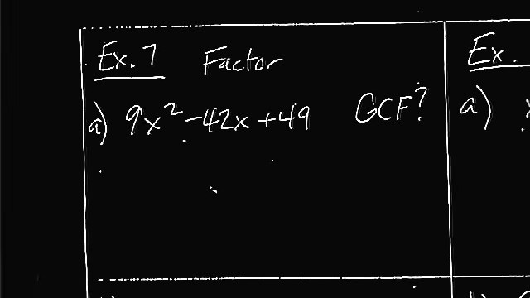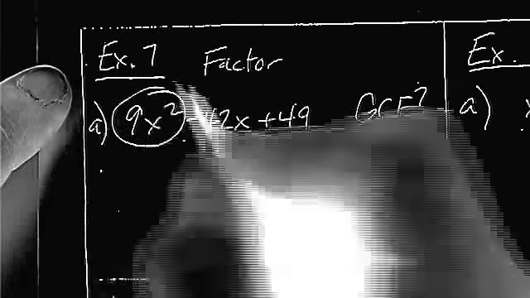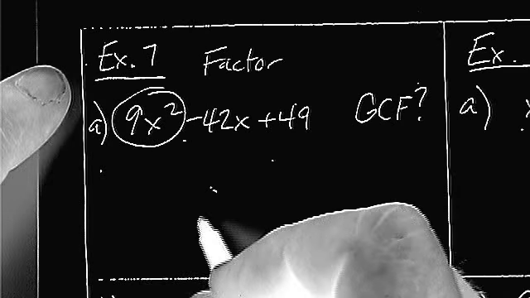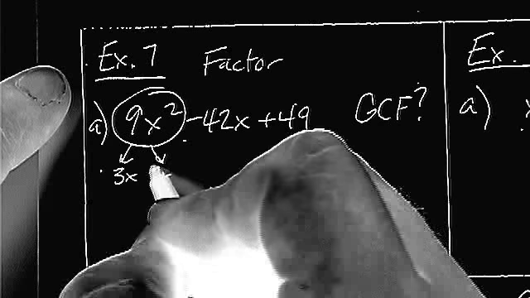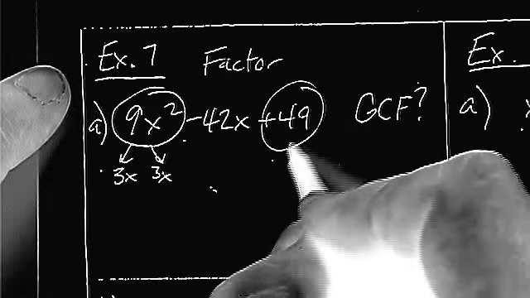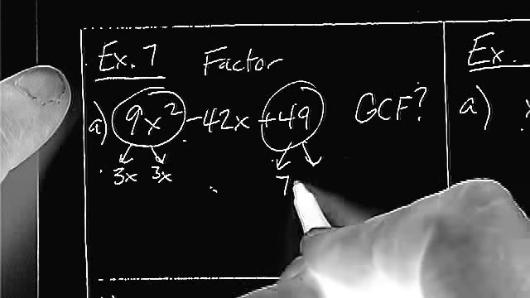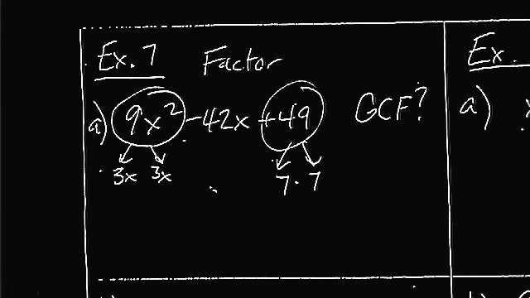Alright, now, the factoring on this one. Yes, we can use the magic trick on this because there's nothing in common between 9, 42, and 49. I can use the magic trick on it, but I want you to notice something here. This is a perfect square. Right? This is 3x times 3x. I also want you to notice something here. This is a perfect square, 7 times 7.